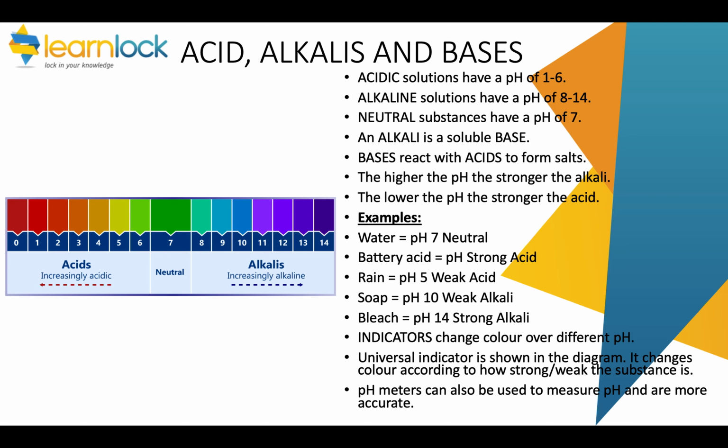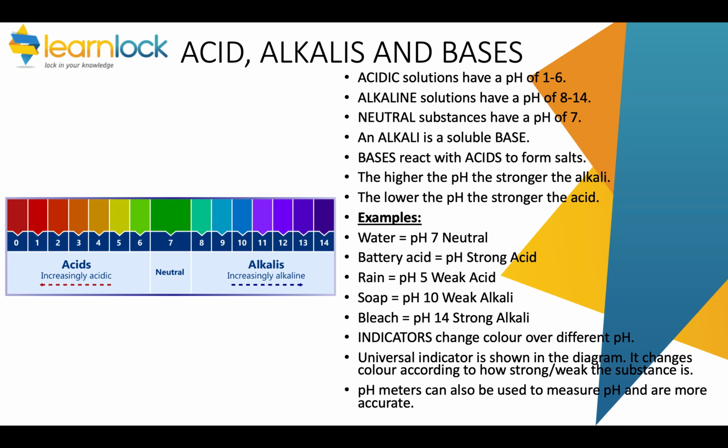Here are some examples. pH 7 is neutral, like water. Battery acid, pH 1 to 2, is a strong acid. Soap, pH 10, a weak alkali. Bleach, pH 14, a strong alkali.